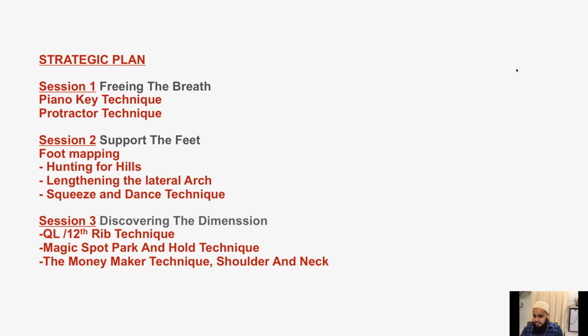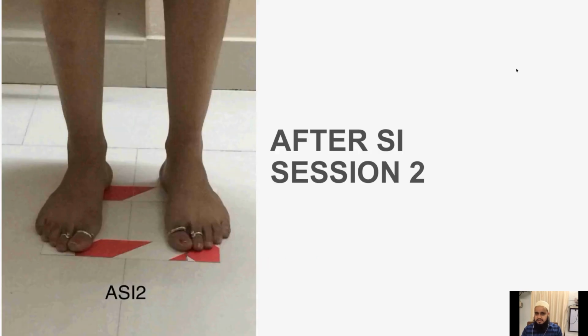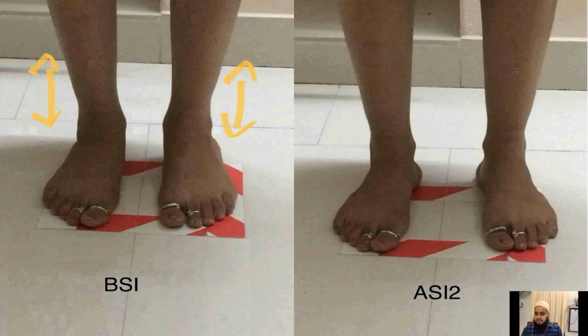After the second session, you can see the change in the presentation of the feet. Can you slide to see it? Hello? Yes, sir. Hello. Yes, sir.